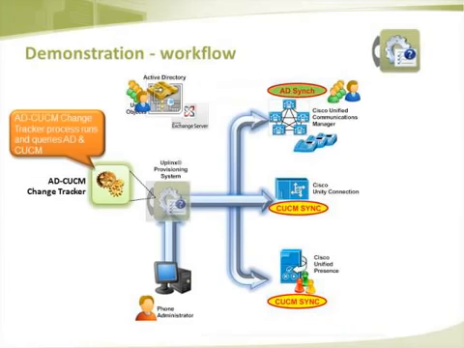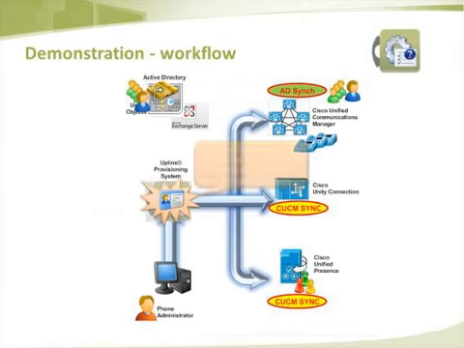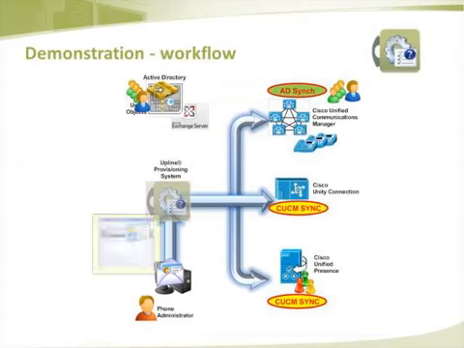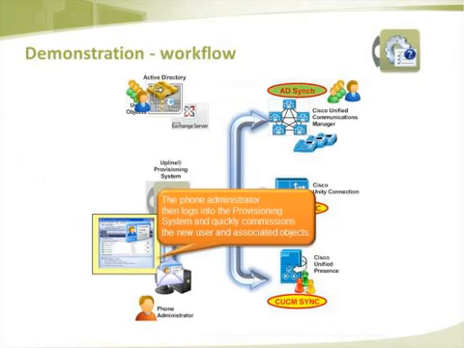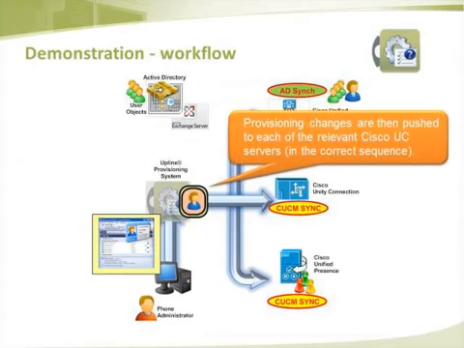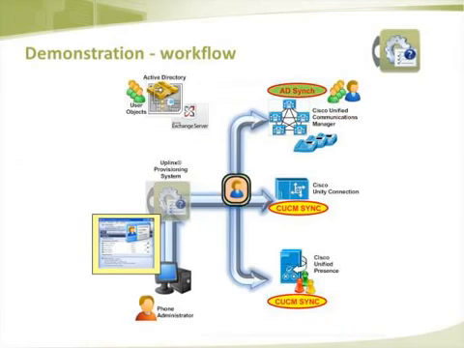The change tracker process on the provisioning system is then triggered to query AD and CUCM for new or updated users. The provisioning system then detects the new user and alerts the phone administrator via email. The phone administrator then logs into the provisioning system and quickly commissions the new user and associated objects. Provisioning changes are then pushed to each of the relevant Cisco UC servers in the correct sequence.